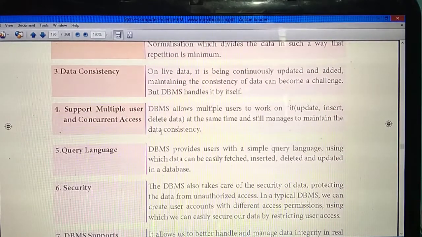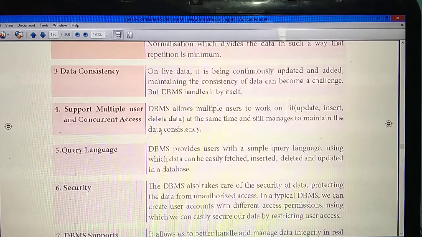Okay, so what do you mean by consistency? You are entering the data and the details daily. For example, you are going to enter the marks of your class students. The quarterly exam has separate marks, then the midterm exam has separate marks, then the half-yearly exam has separate marks. So that is live data.